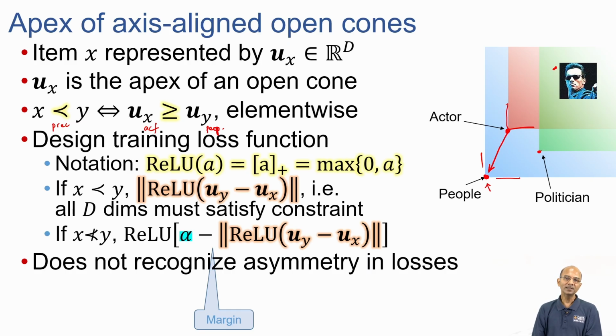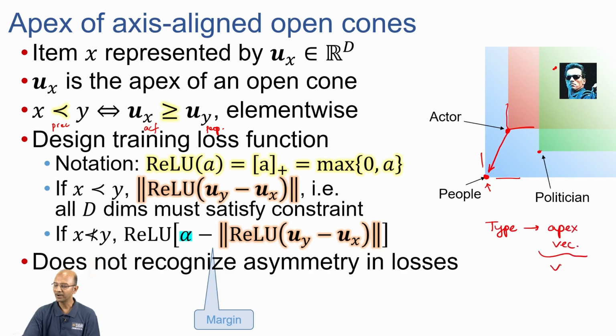Now, using this intuition, we have to design a training loss function. Why training? What we will be doing is, every type will be mapped to this apex vector, which would be the variable of the optimization. If x is a subtype of y, like actor is a subtype of people, I would like actor to dominate people, right?